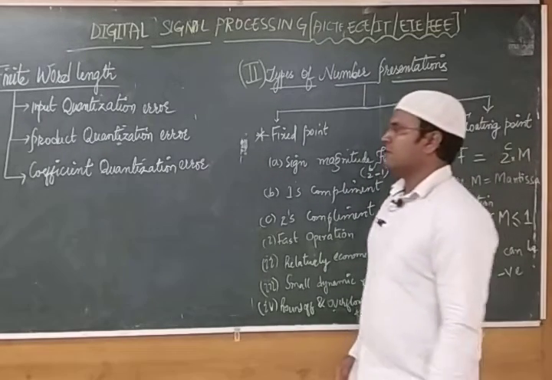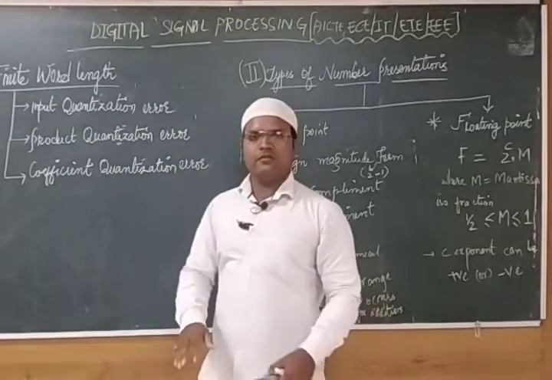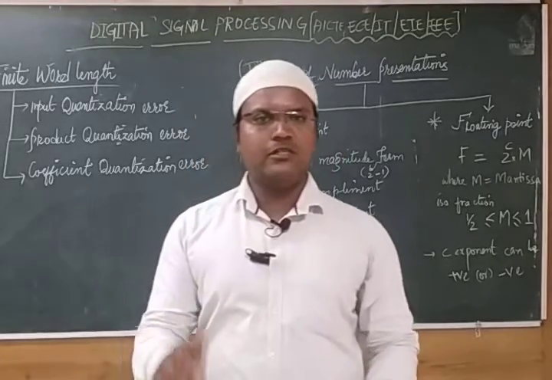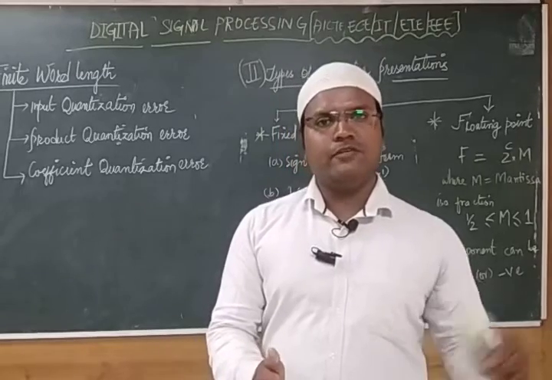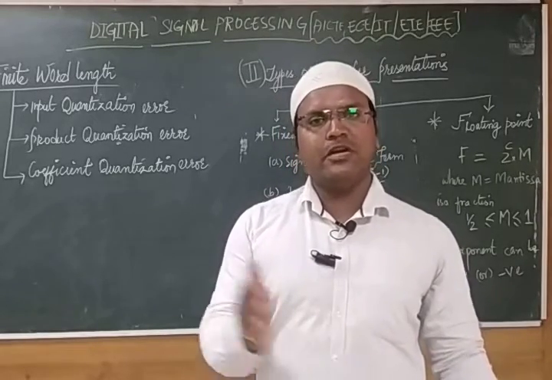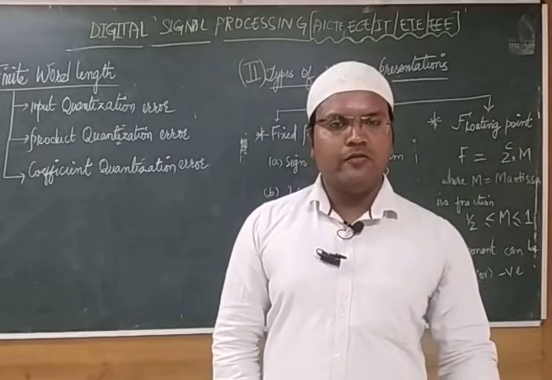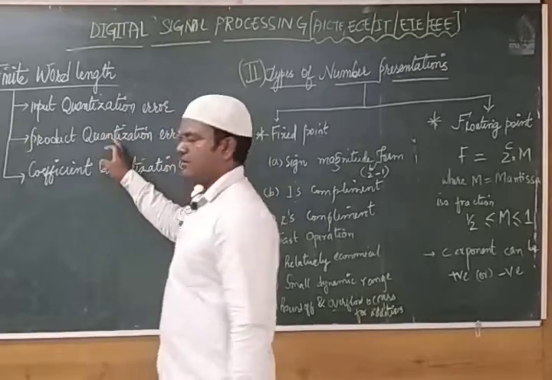We discussed the finite word length in the previous class. So basically, what is a finite word length? Finite word length describes two concepts: one is truncation, second is rounding off. What is the meaning of truncation? If you have an infinite number of samples that you want to make into a finite number of samples, we use a concept called truncation. While doing this, we get three types of errors.